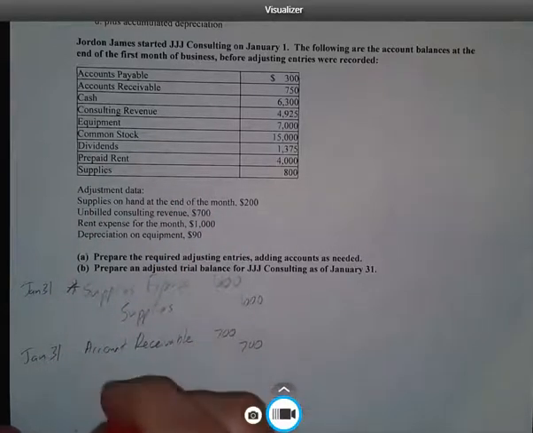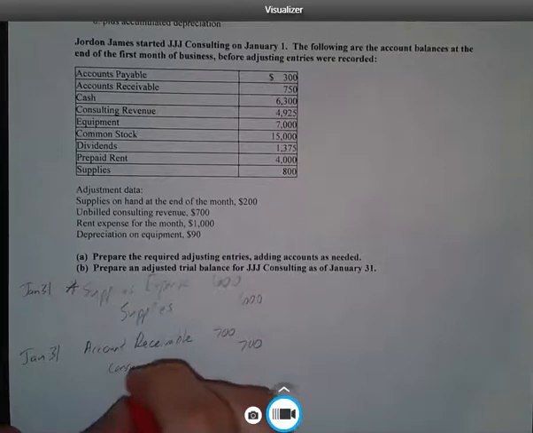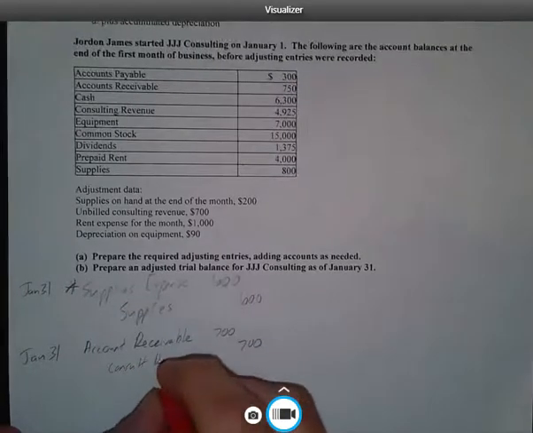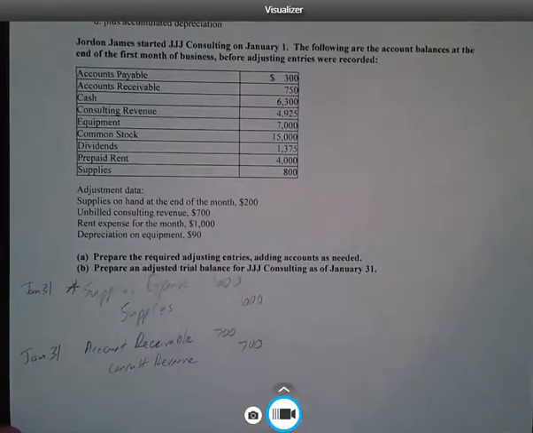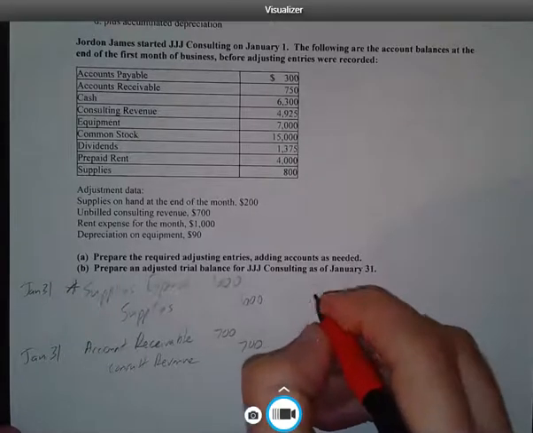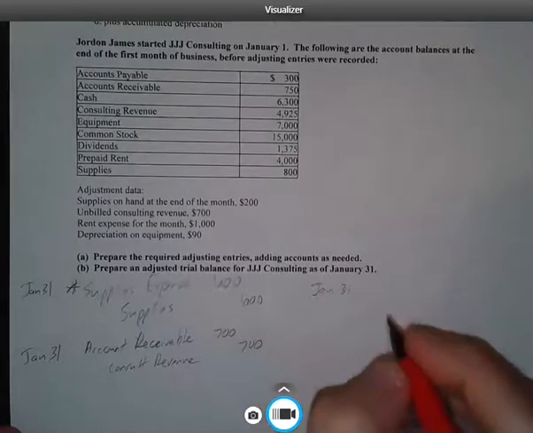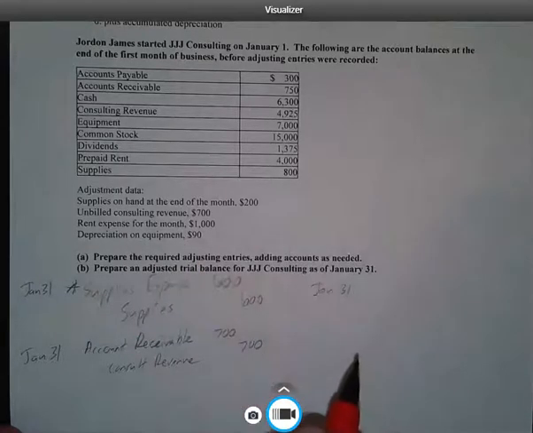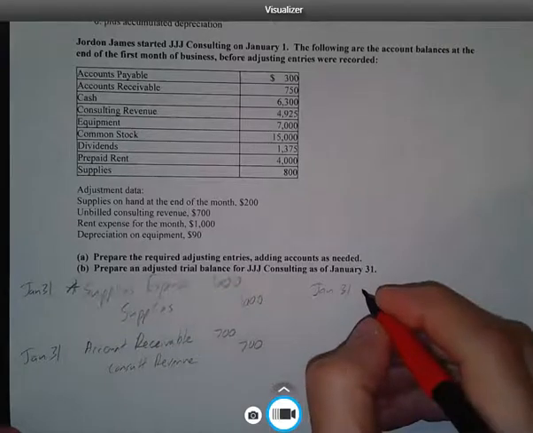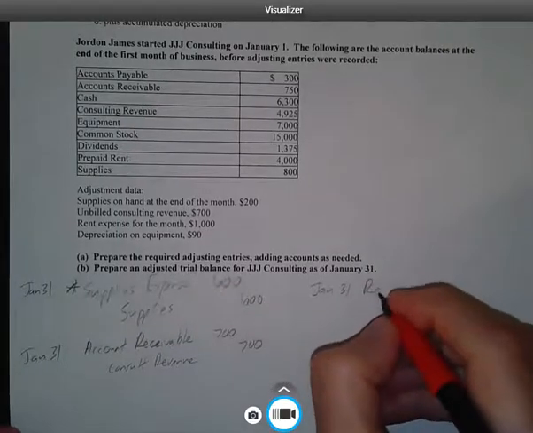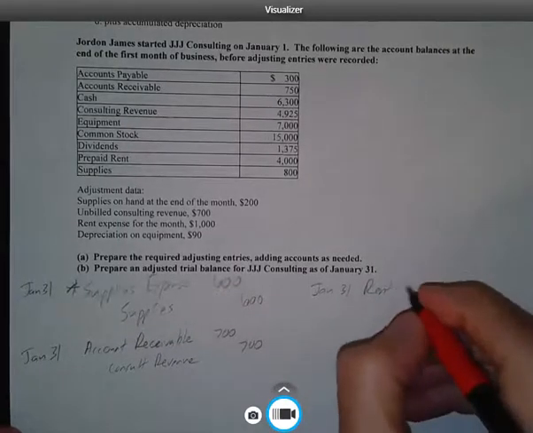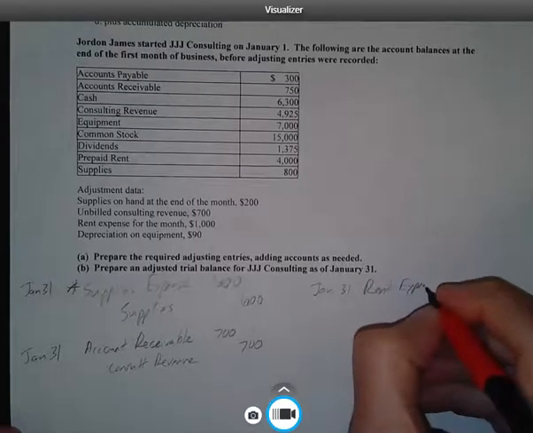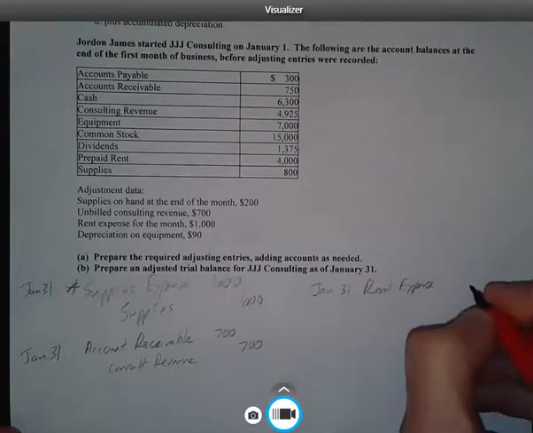Consulting revenue of $700. Asset went up with a debit, consulting revenue went up with a credit. I'm going to move right over here, January 31st. The third item, rent expense for the month is $1,000. So if it is an expense, we're going to use a debit.